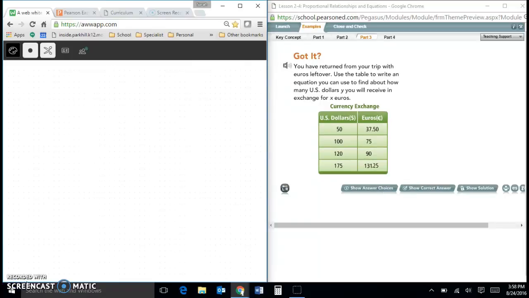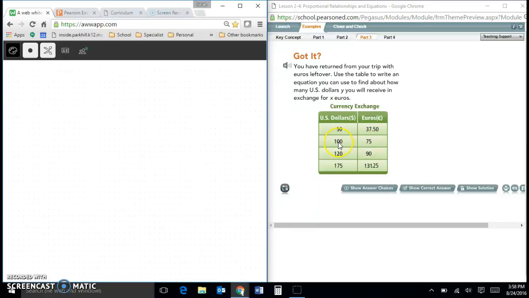All right, this problem just wants you to realize that sometimes you're going to have to reverse things. It says you have returned from your trip with euros left over. Use the table to write an equation you can use to find how many US dollars Y you will receive in exchange for X euros. Okay, so we're flipping things around. We're going the other way.